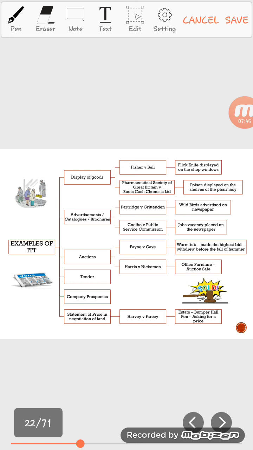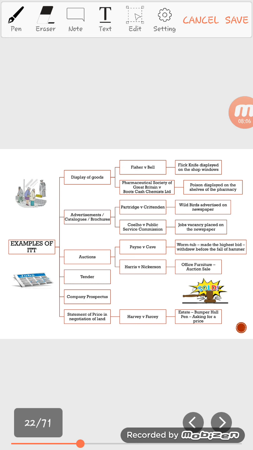But what happened in this case? There was no acceptance, since the person revoked it before the fall of the hammer. So the court said that there was no contract and the defendant was not bound to purchase the goods. And the next case we have is Harris versus Nickerson.